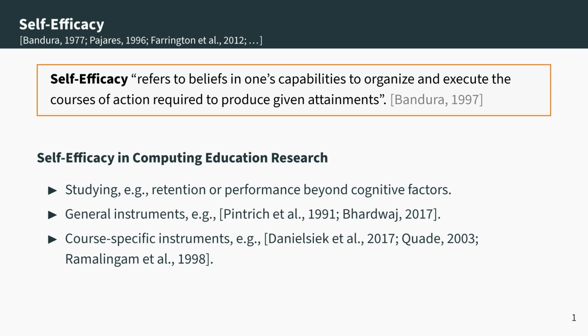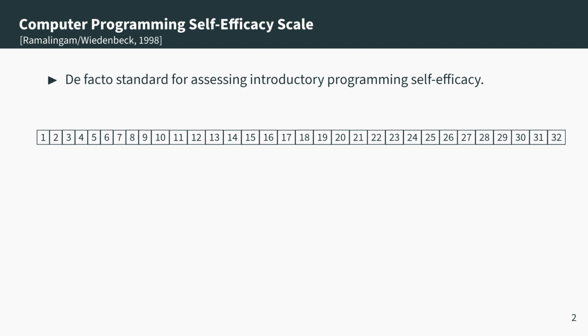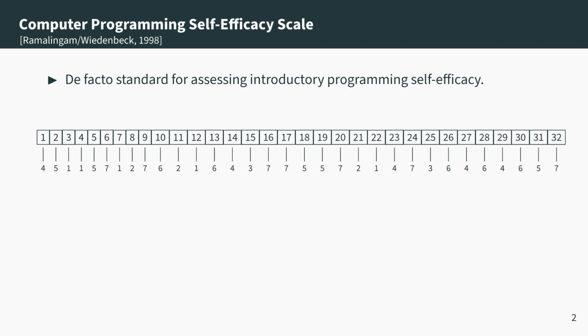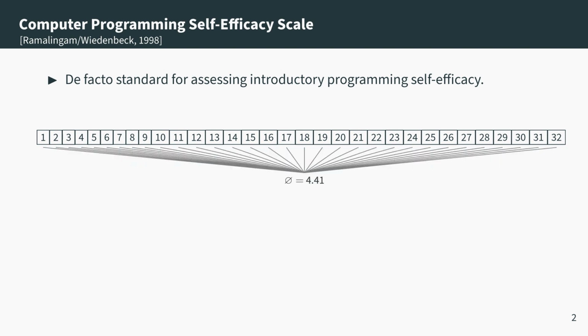Looking at prior literature, one can find both general instruments as well as instruments tailored to specific course contents used to measure self-efficacy. For introductory programming, the best known instrument is, without doubt, the Computer Programming Self-Efficacy Scale, developed by Ramalingam and Wiedenbeck in 1998. The original instrument consists of 32 items that have been used by researchers in two ways: comparing all scores item by item, or calculating an average score over all items. But there's also a third alternative.